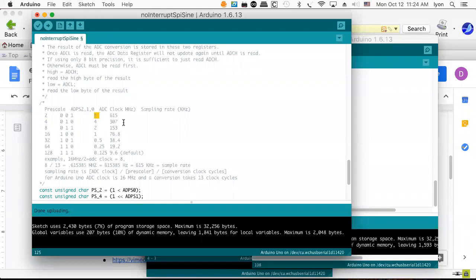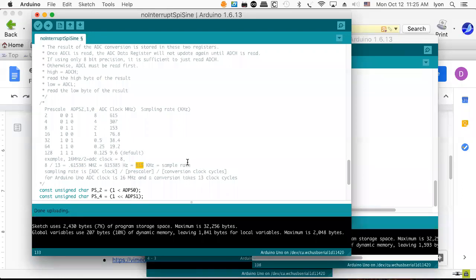If you know it takes you 13 cycles to do a conversion, then you take that 8 megahertz and divide by 13, and you get a number like 0.615385 megahertz, which is not exactly right, but that's close. That's how many hertz it is, and if you round it up, it's a 615 kilohertz sample rate. So what happens with your prescaler is you can change your sample rate.